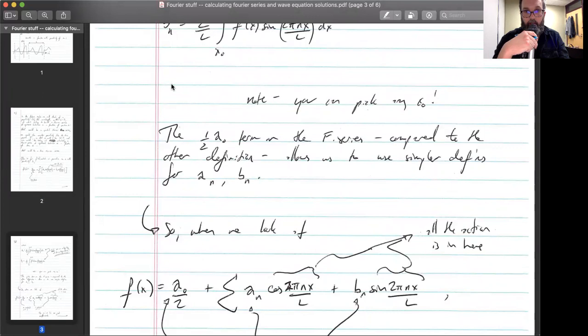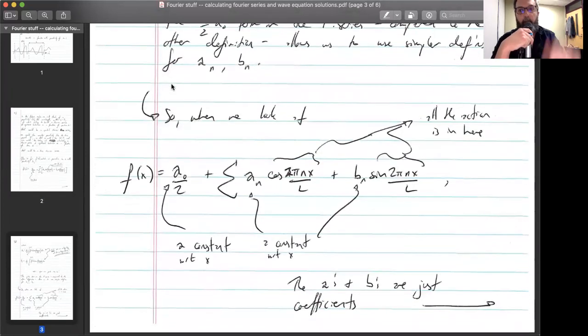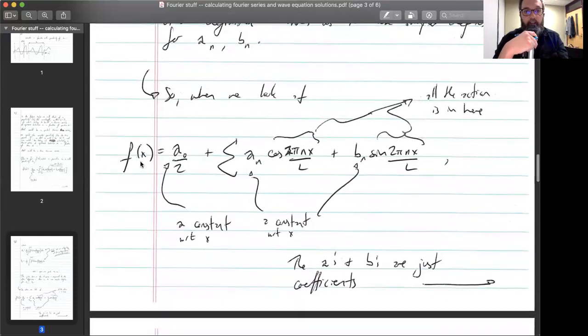Okay, what else do we have to do? Let's take a look at this again. f of x is some complicated function, but it can be represented as a sum of a constant term, right? We integrated out the x dependence in here. So a constant term, plus some coefficient times cosine 2 pi times 1 times x divided by L, plus another coefficient, cosine 2 pi times 2 times x over L, plus another coefficient, cosine 2 pi times 3 times x divided by L, and so on. And then the same thing with the b_n and the sine 2 n pi x over L term.